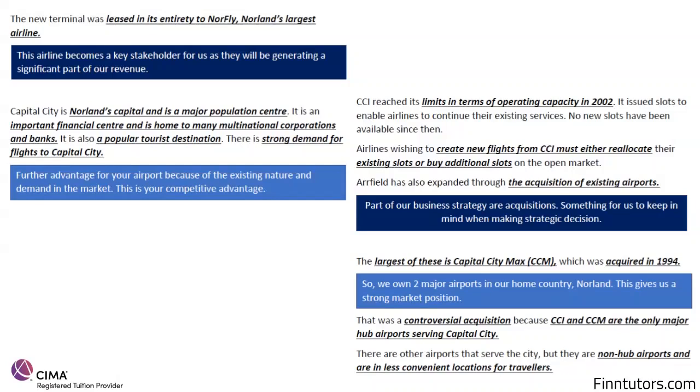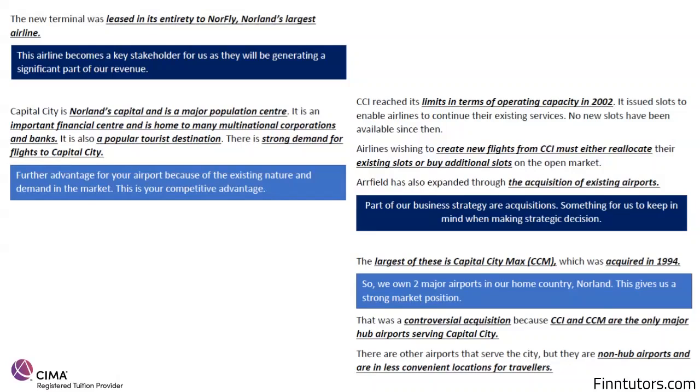So now we own two major airports in my home country, Noland. This gives me a very strong market position. Now, this was a controversial acquisition because CCI and CCM are the only major hub airports serving Capital City. So if you want to go to Capital City, you have to somehow use Capital City Max or Capital City International Airport, both of which are owned by you.